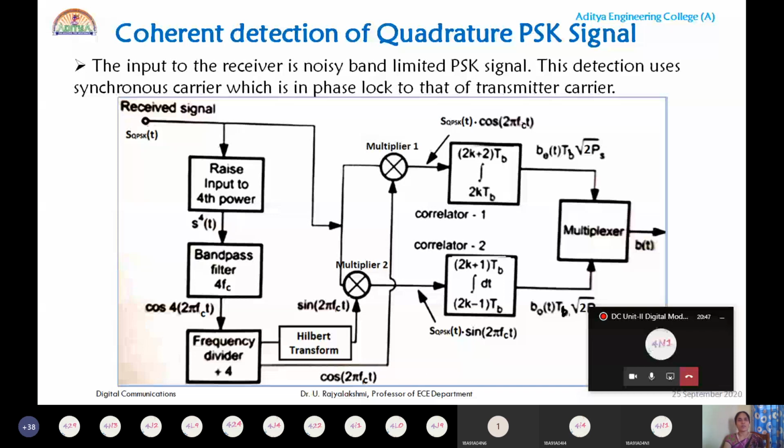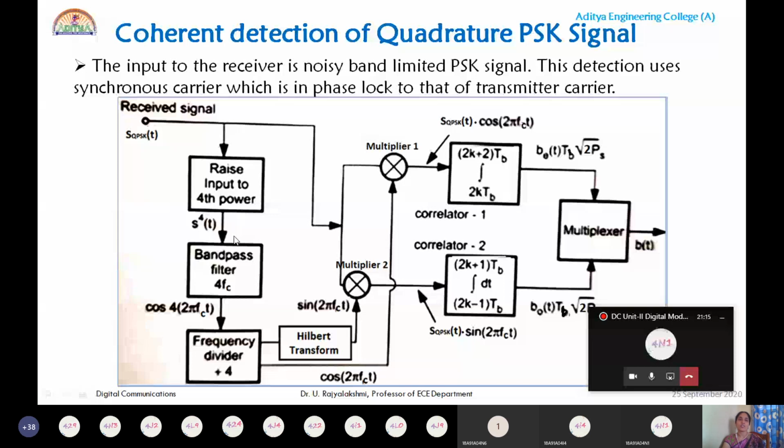Similar to the BPSK coherent detection, here also we will use almost the same principle, but here you will have two correlators because at the transmitter you used two modulators. I channel and Q channel modulators are used. That's why two correlators are used at the receiver section. The received signal is applied to three sections similar to BPSK.